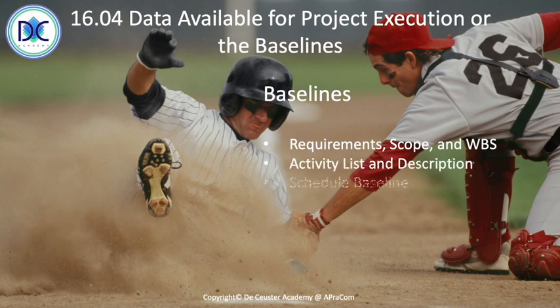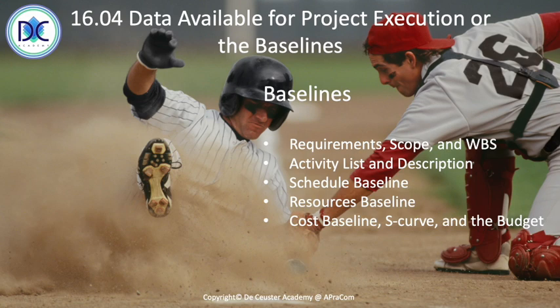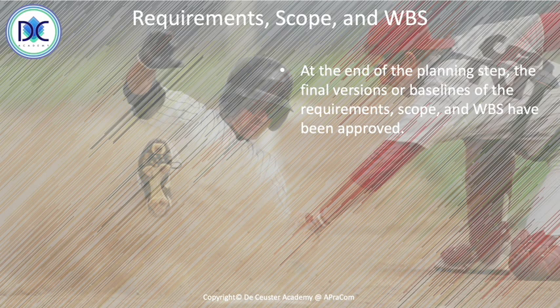First, we can look at the requirements, the scope, and the WBS baselines. There is the activity list and the description of the activities. There is the schedule baseline. There is the resources baseline, the cost baseline, also called the S-curve, and the budget. And finally, we have the risk management plan. So let's first have a look at the requirements, scope, and the WBS.